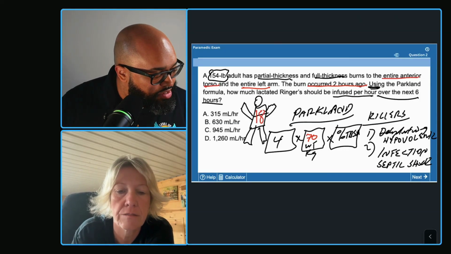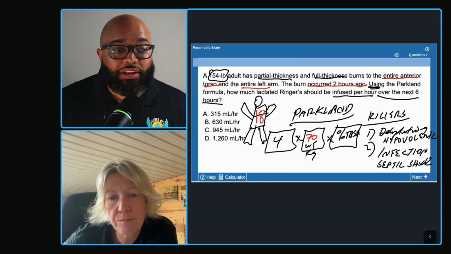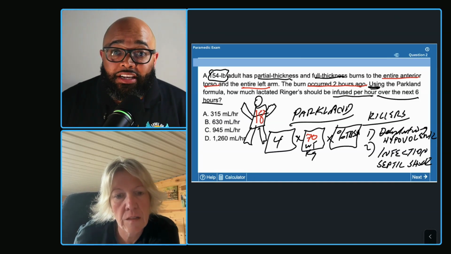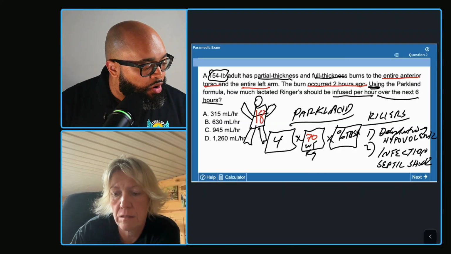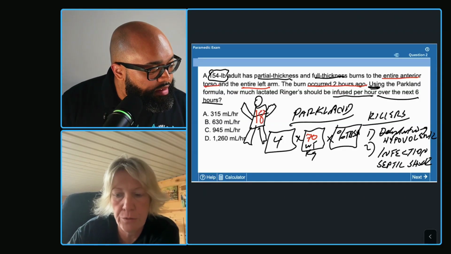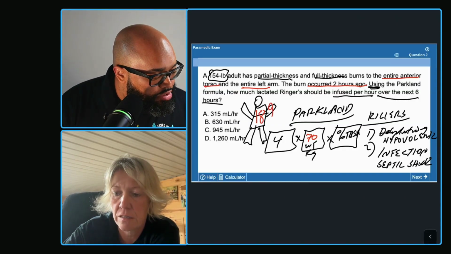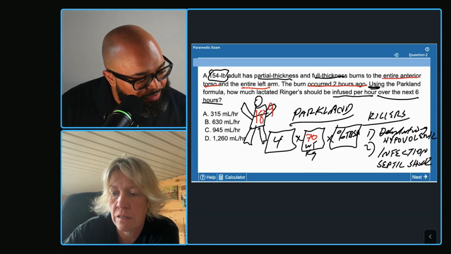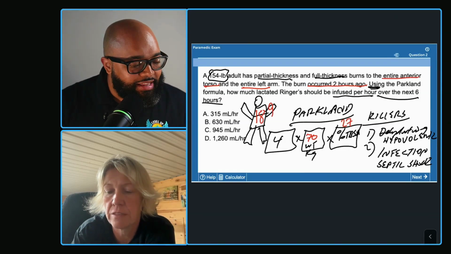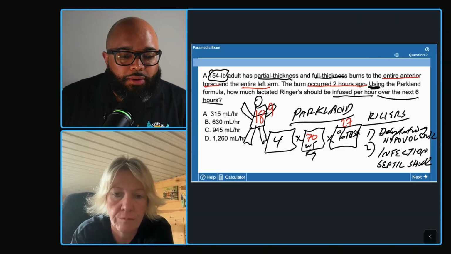That's going to be 18%, and the entire left arm, not just the anterior, not just the posterior, but the whole thing. So what's the whole left arm going to be? That's going to be 9%. So when we add those two together, what's our percent burn surface area? 18 and 9, that's going to be 27.